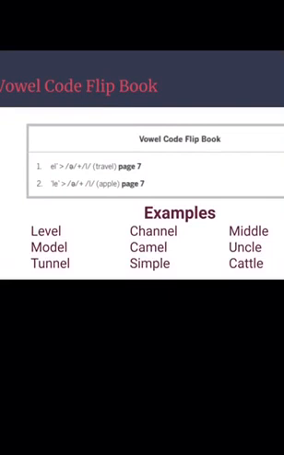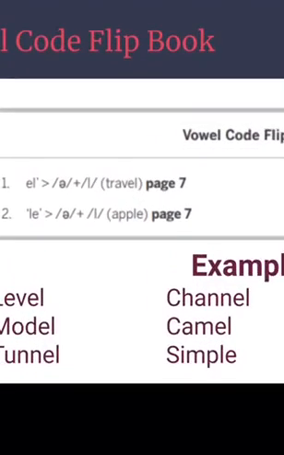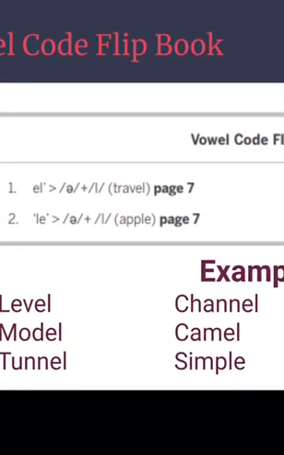Here we have our vowel code flip book. Okay, number 1. We have that ul sound spelled with E and L. The word that they gave us is travel. We hear that ul sound at the end of travel with E and L. Okay, number 2. We have that spelling L and E making that ul sound. For example, the word apple, we hear that ul sound at the end of apple, spelled with L and E.